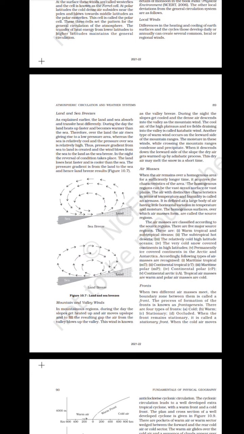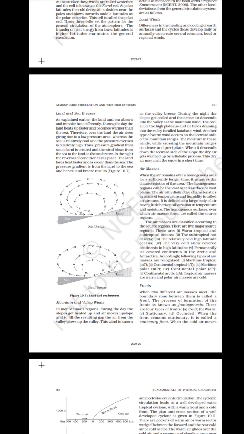It is defined as a large body of air having little horizontal variation in temperature and moisture. The homogeneous surfaces over which air masses form are called the source regions. The air masses are classified according to the source regions. There are five major source regions.